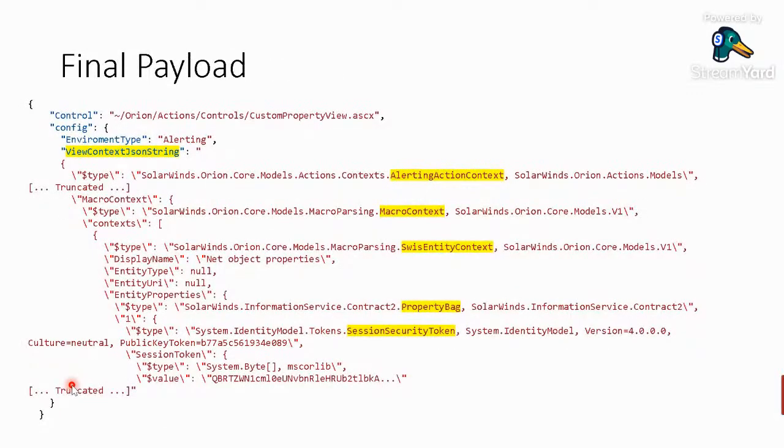just as before. So you'll see it does look quite similar to the previous payload, right? We see this alerting action context, macro context, Swiss entity, property bag, this whole gadget chain. It's just now embedded into a parameter of this control. So very similar functionality, basically reusing the same gadget that we used last time, and in an interesting way.